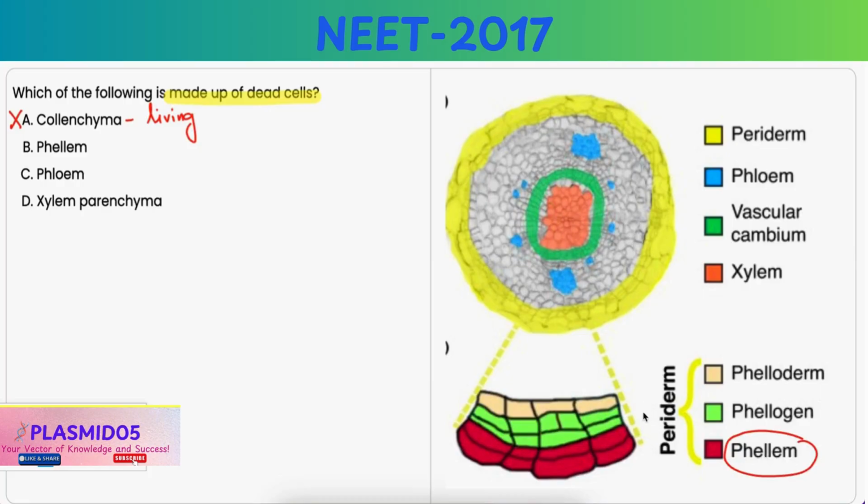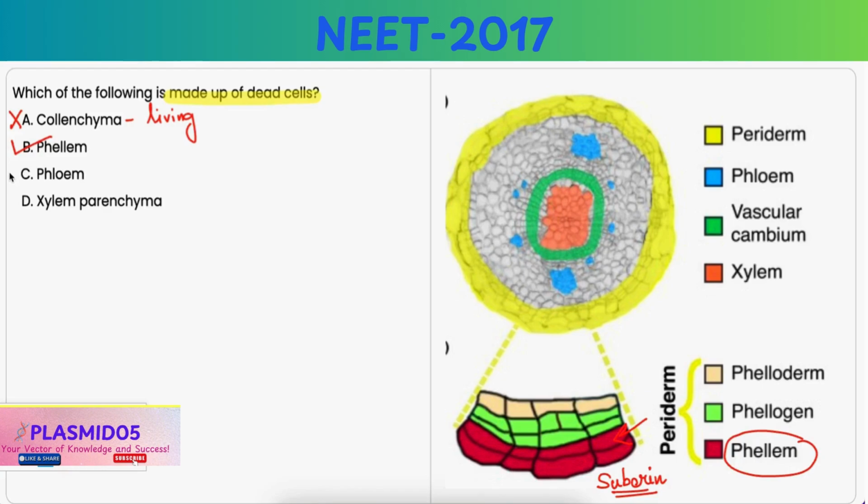And these cells are filled with substance called suberin, which is a waxy material that makes the cell walls impermeable to water and gases. So it forms a protective layer of the plant, particularly in woody plants. And it protects the plant from desiccation or pathogens and even mechanical injuries. Hence, it is the correct option.